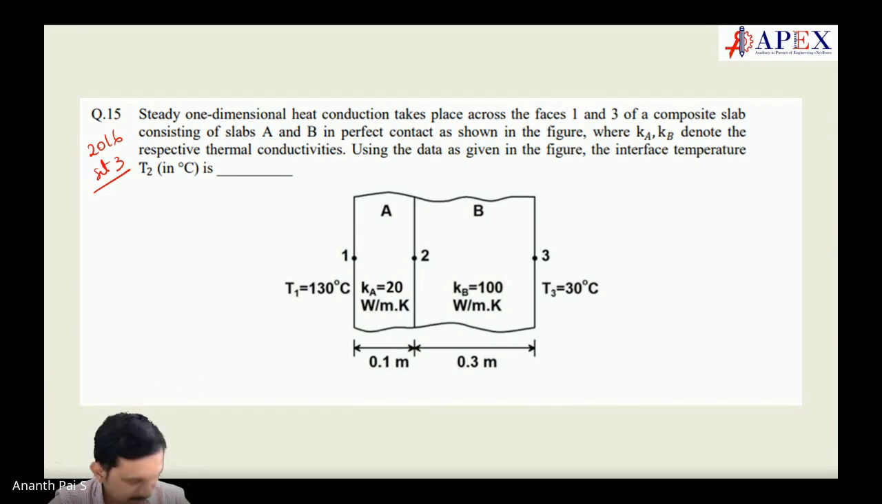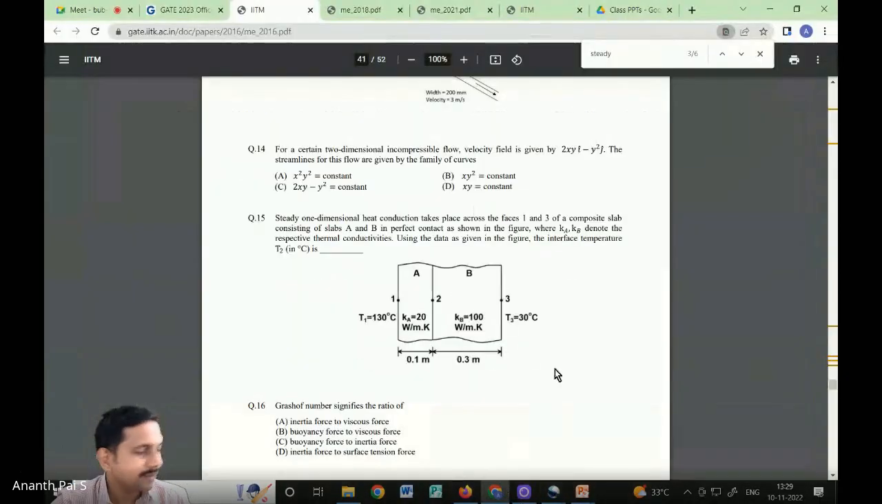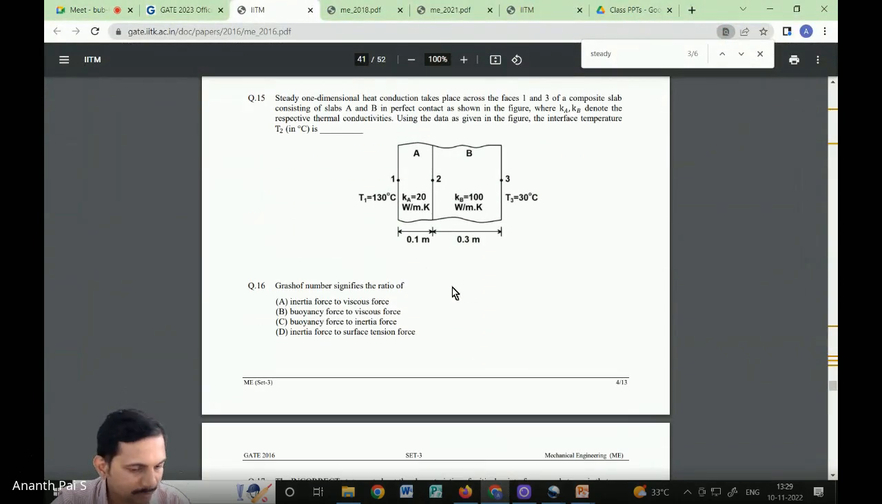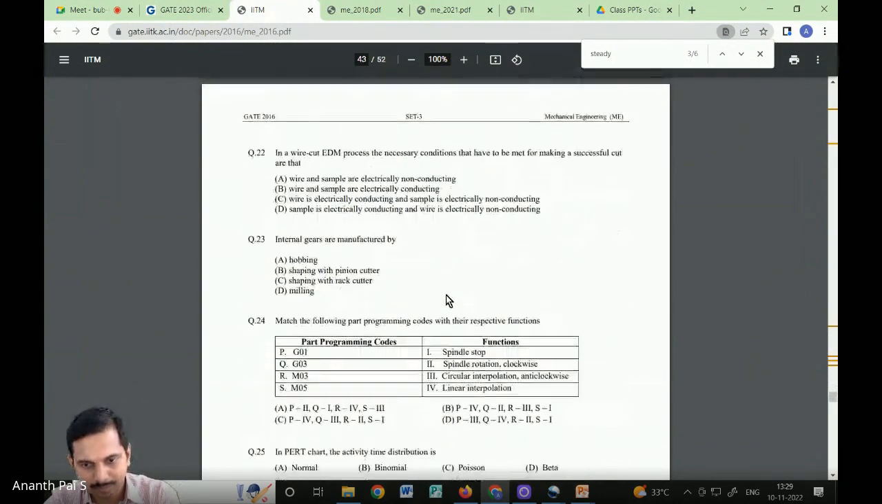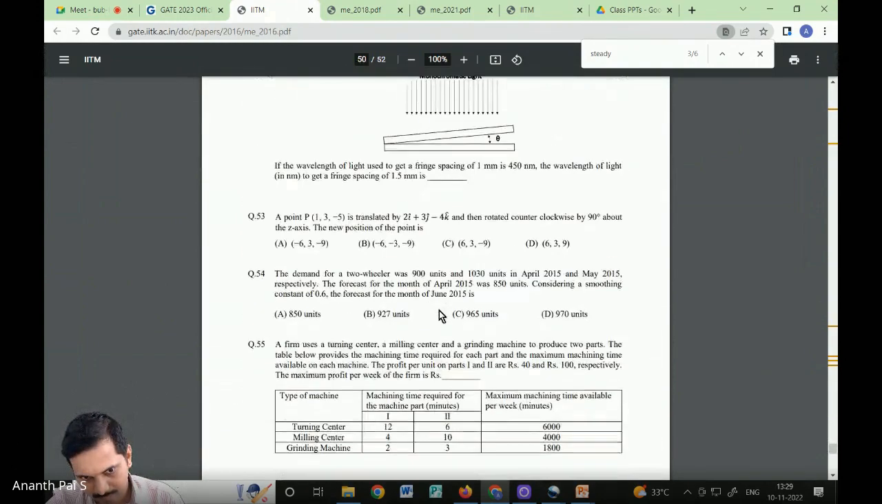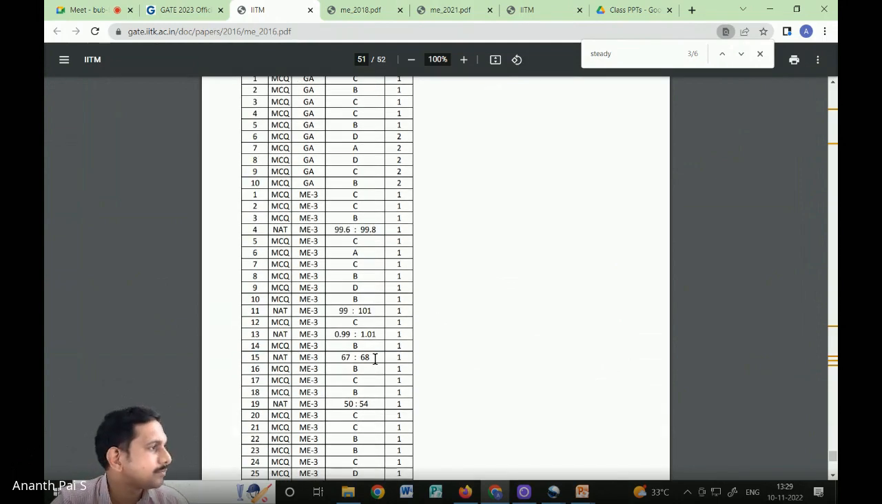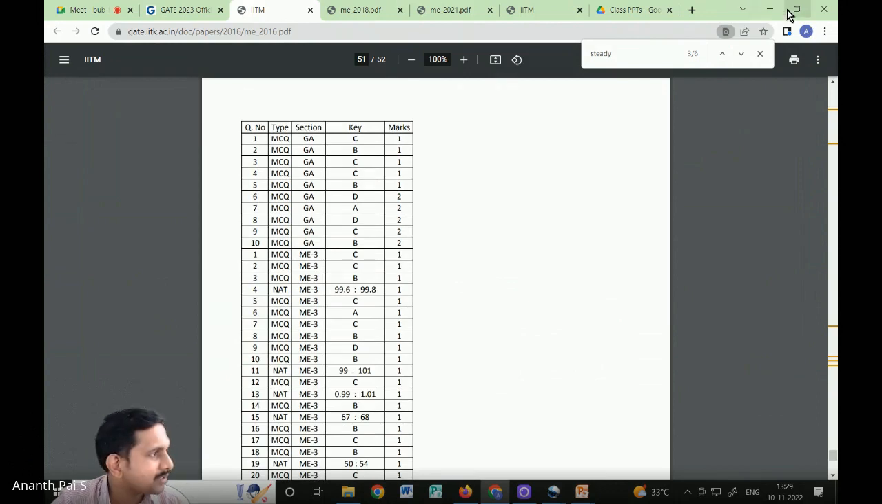67. 15. Correct. You see, when you do this, you get confidence, is it not? That's it.